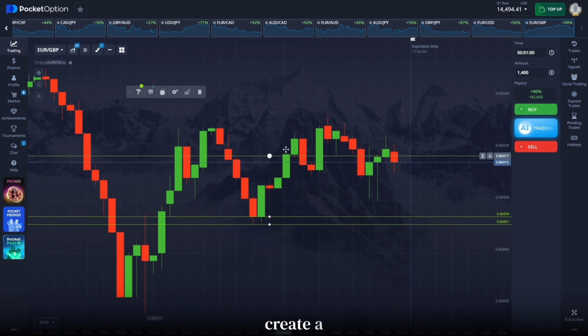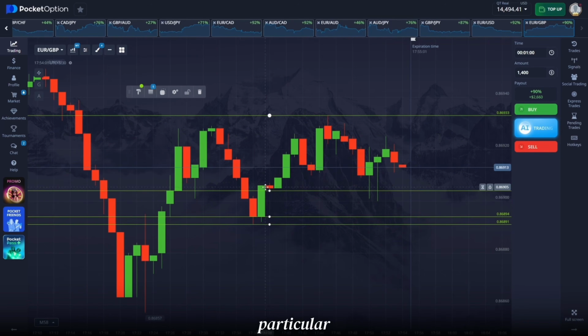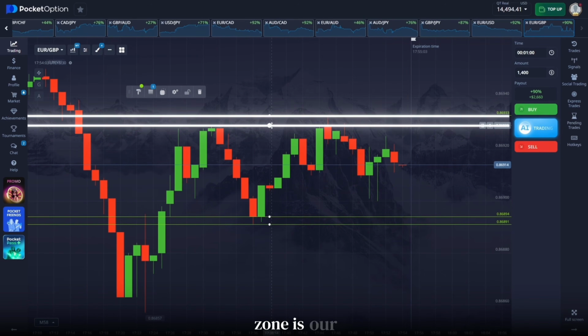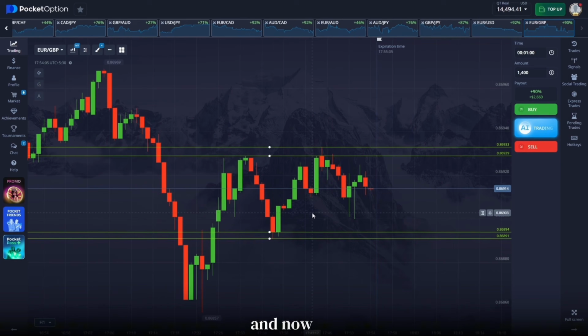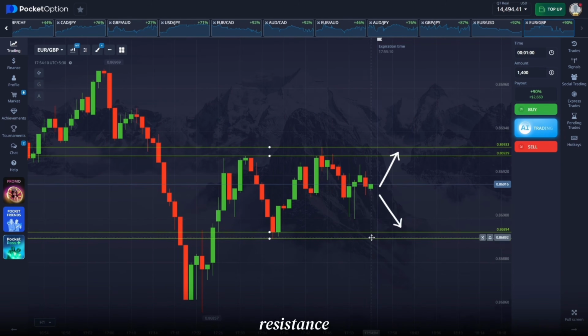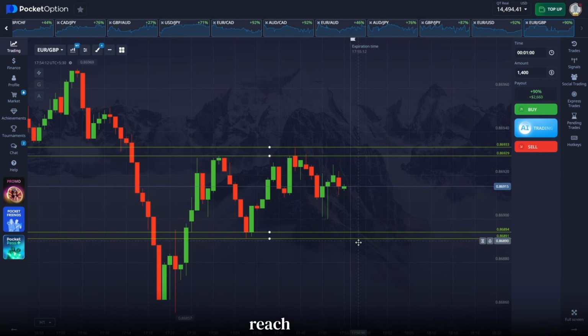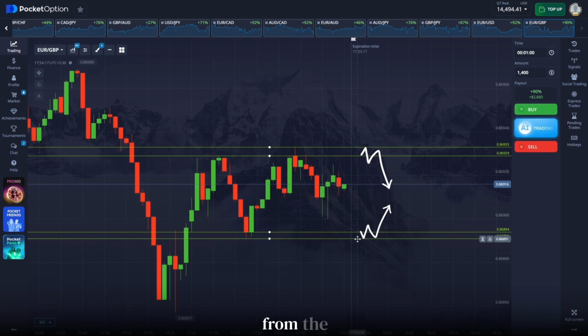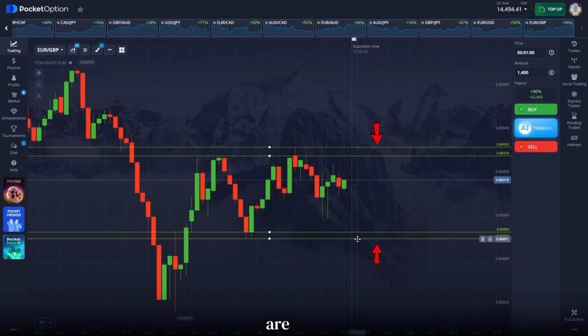And if we create a resistance, then this particular zone is our resistance zone, and now we can wait patiently for the price to retest either the resistance or the support. Once price reaches any of these zones, we will look for confirmation from the sellers or buyers and then we will trade accordingly. So I'm going to place my reversal trade if the conditions are met according to the strategy rules, in which we will wait for the 1 minute candle to close.